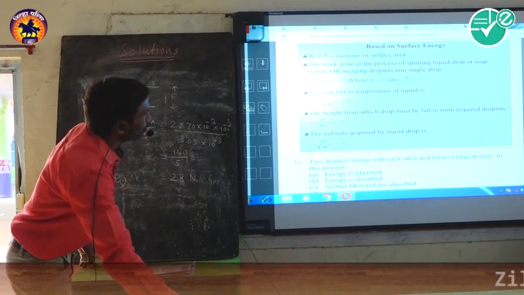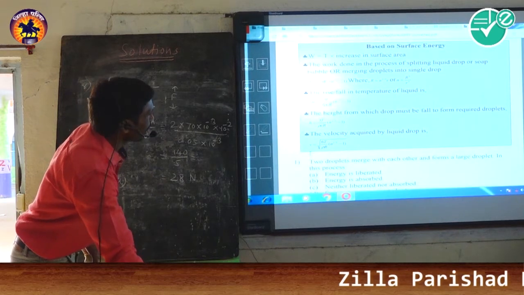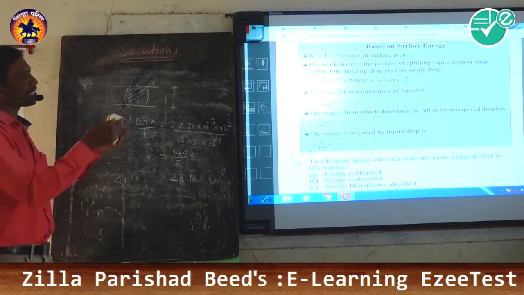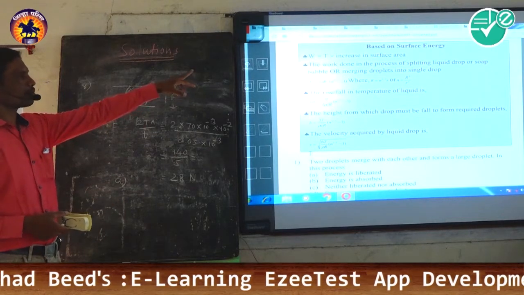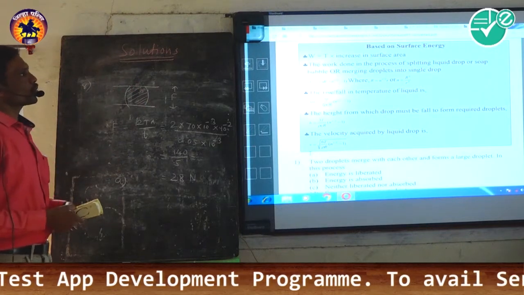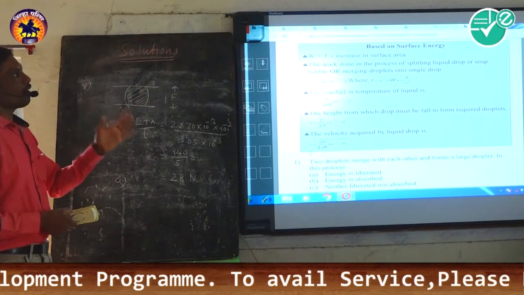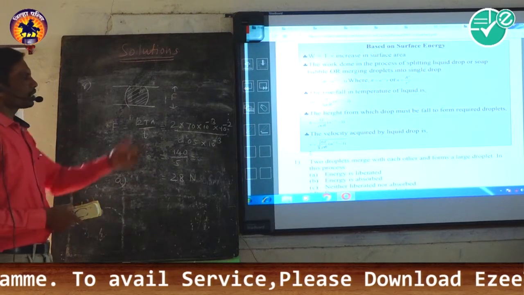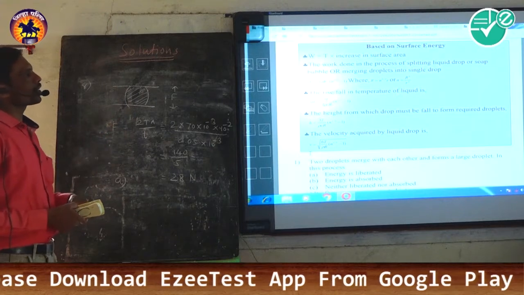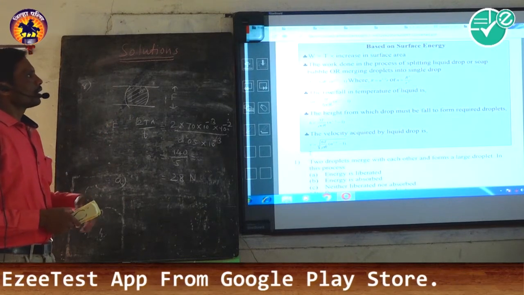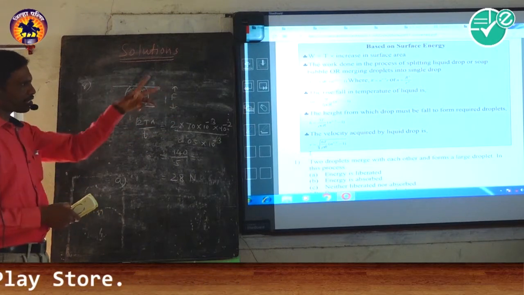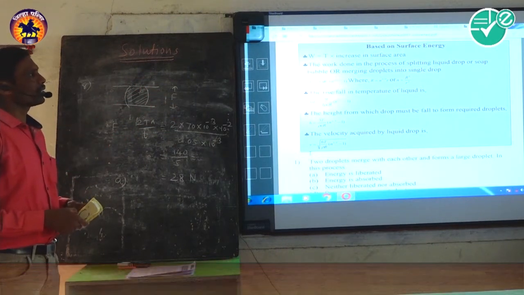Then we shall take the MCQs on the surface energy. See the formulae related to the surface energy. The work done due to increasing the surface area of the liquid is given by W equal to T into the increase in surface area. Work done in splitting a liquid drop or soap bubble, or merging droplets into a single drop, is given by W equal to 4 pi r square into bracket n raised to 1/3 minus 1. The relation between the radius of the drop and the radius of the bubble is R equal to n raised to 1/3 into small r.